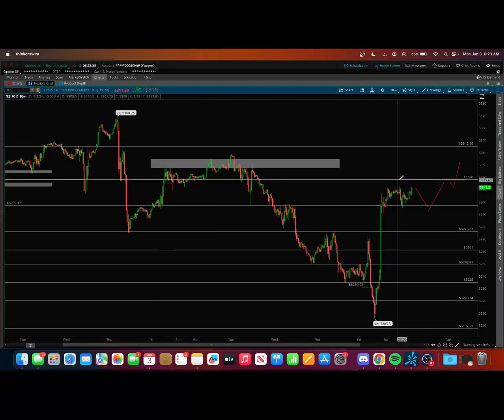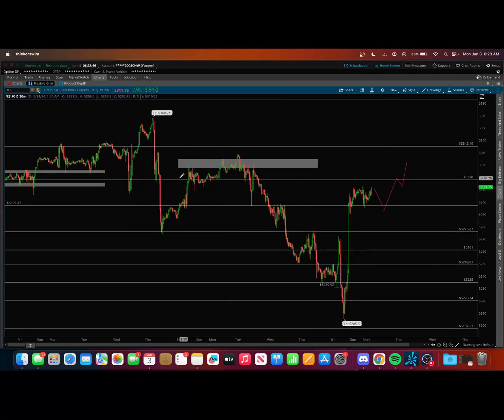It's been holding there. It held there a couple of times. It held there in the pre-market, and then it held there also at the close on Friday after the massive run.